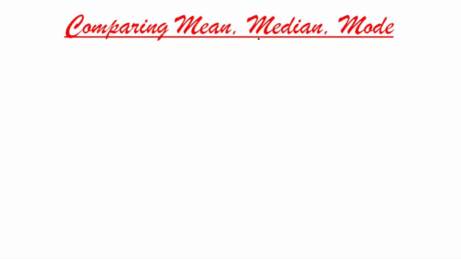Let's find all three for the same data set. From the same data set, we will find the mean, the median, and the mode. The data is 2, 4, 4, 6, 10. First, we have to see the mode. That is the easiest one. What is the mode? The mode is the number that appears most often. Here, 2 appears 1 time, 4 appears 2 times, 6 appears 1 time, 10 appears 1 time. So what will be the mode here? 4. Why? Because it appears the most.